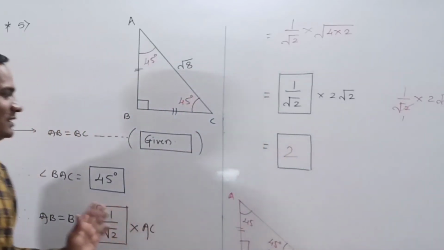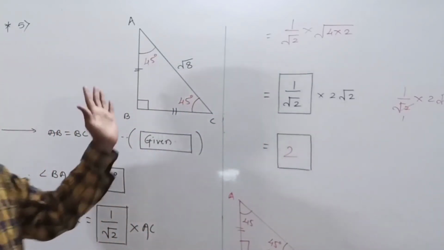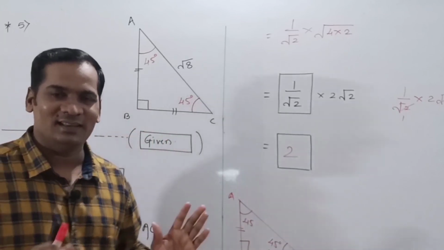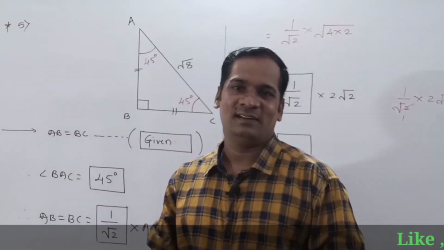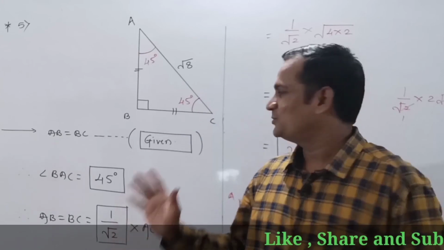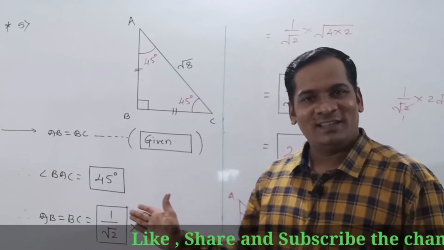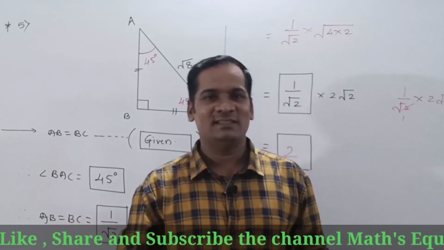Easily we can complete this activity by using the 45-45-90 triangle theorem. How simple is this? Okay, so this much is enough in this video.